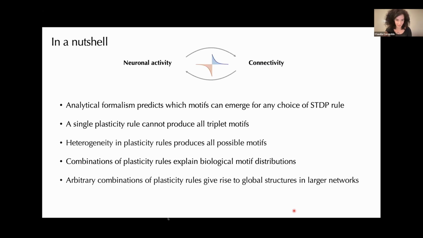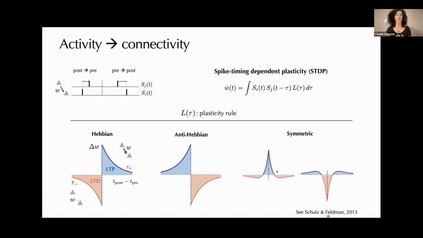One second, maybe I can find it. So here there is a nice review of all possible kernels that have been found, depending not only on the neuromodulation, as I was saying, but also on the type of neuron.